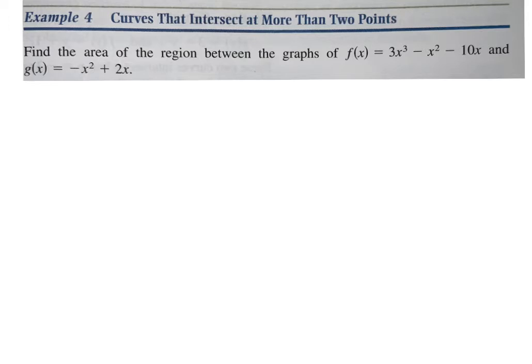Find the area of the region between the graphs 3x cubed minus x squared minus 10x and negative x squared plus 2x. This is when they intersect at more than one point. In fact, if you look at the graph they give you, you'll see that you have more than one point, but you won't be given a graph. So the only way you're going to find this out is if you do exactly what we did on bell work. You're going to set these equal to each other, and then solve, of course, for x.